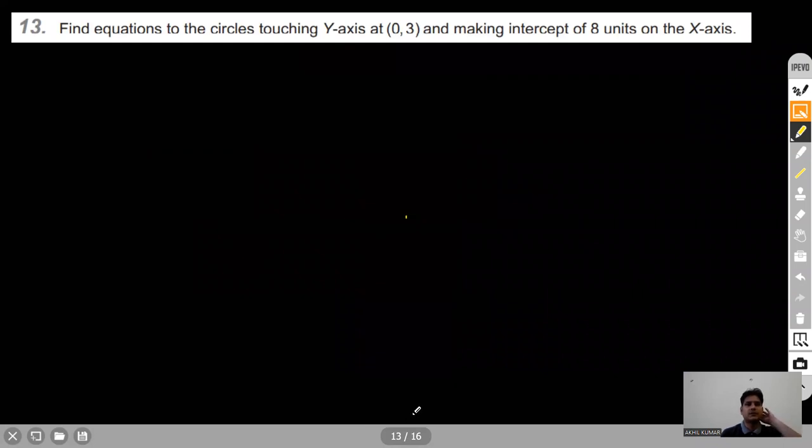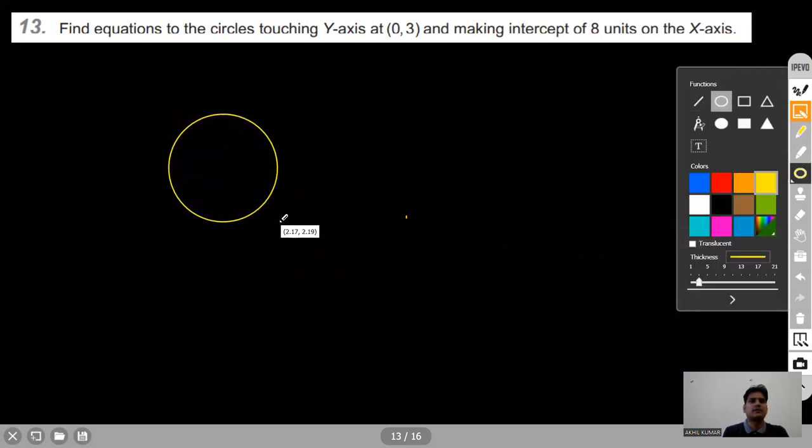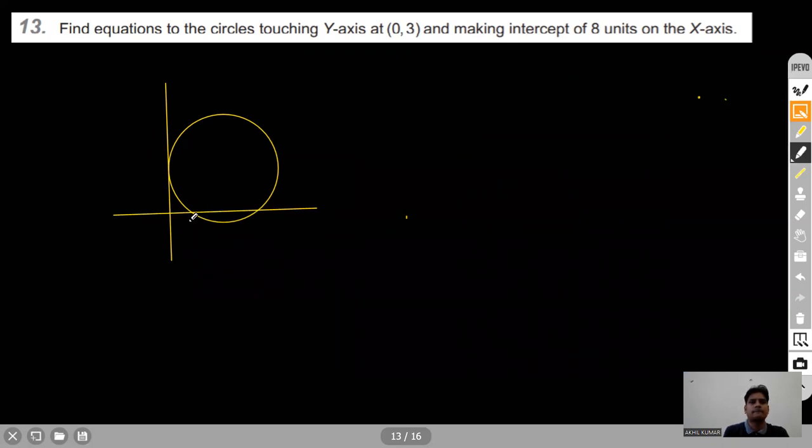Now it is asking: find equations of the circle touching the y-axis at (0,3) and making an intercept of 8 units on the x-axis. Okay, so one circle is there, which is touching the y-axis at (0,3) and making an intercept of 8 units on the x-axis. This is what is given in the question. This point is (0,3), let me name it as C, and let me name the intercept as AB. So AB is given to be 8 units, and the coordinates of C are (0,3).